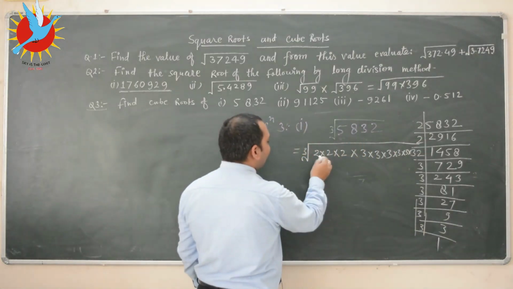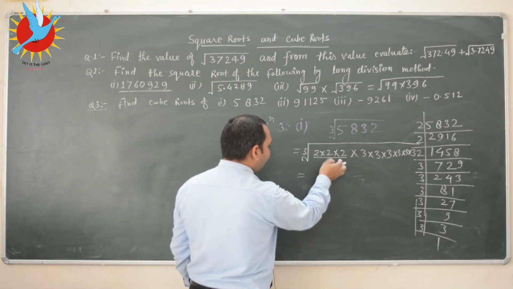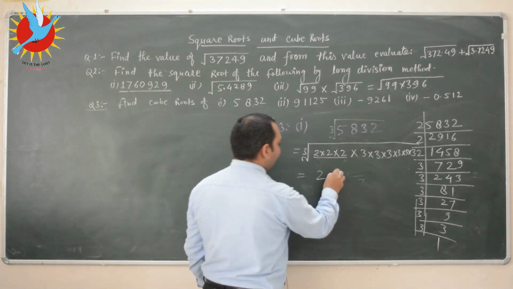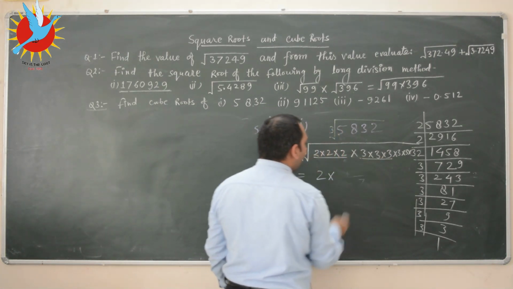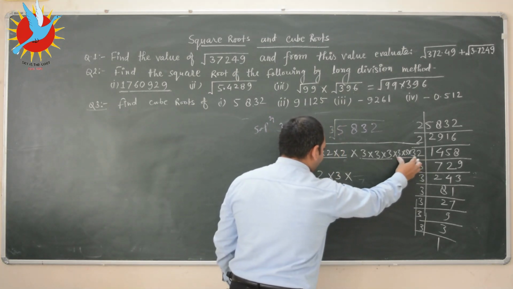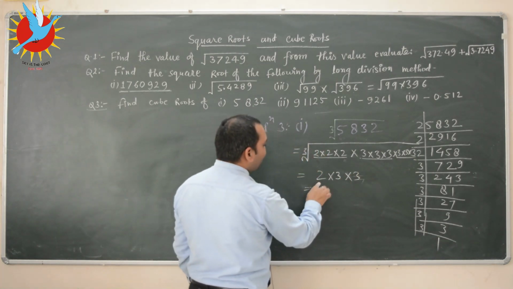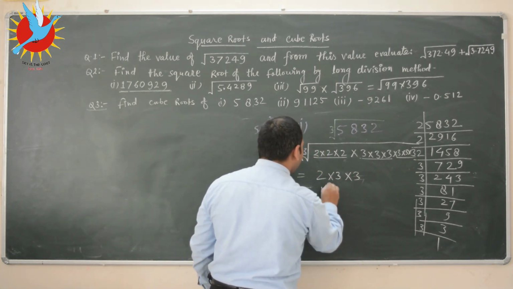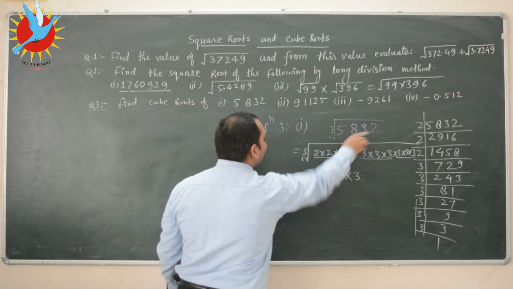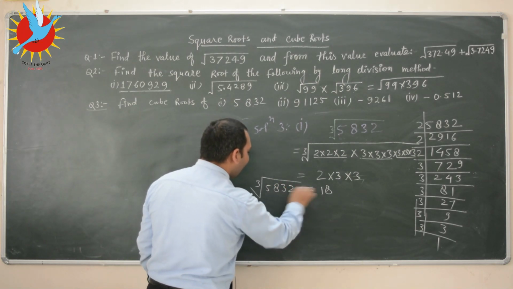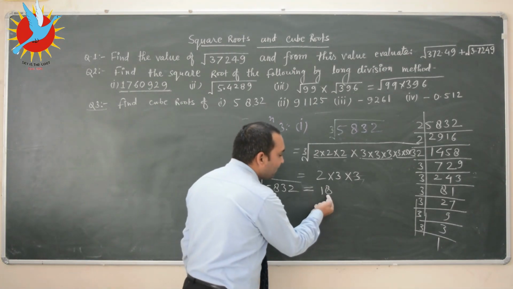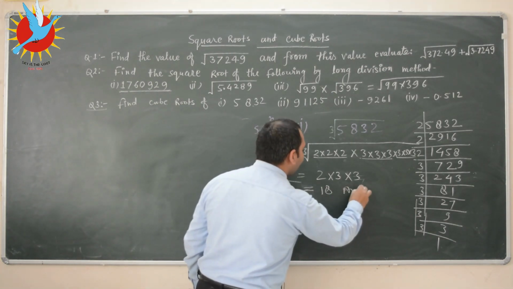So we make the triplet, and the triplet there is 3 2s, so we write only 1 2, and here triplet of 3, that is multiply by 3, this is also in triplet, so we write here 3. So 2 3s are 6 and 6 3s are 18. So here the cube root of this number 5832 is 18. So this is the answer.